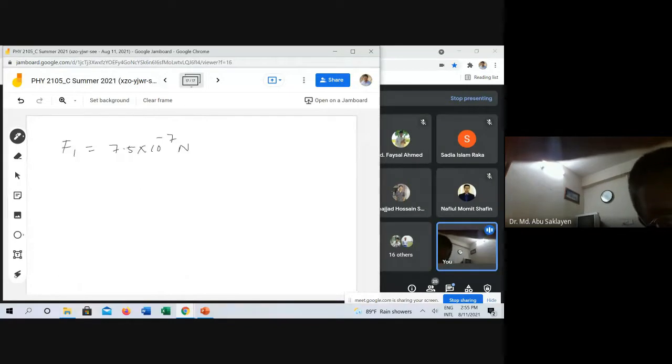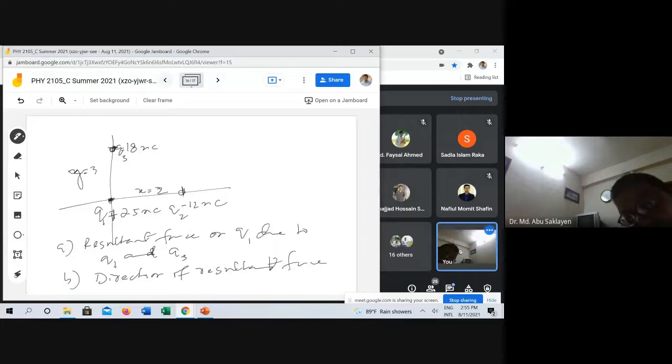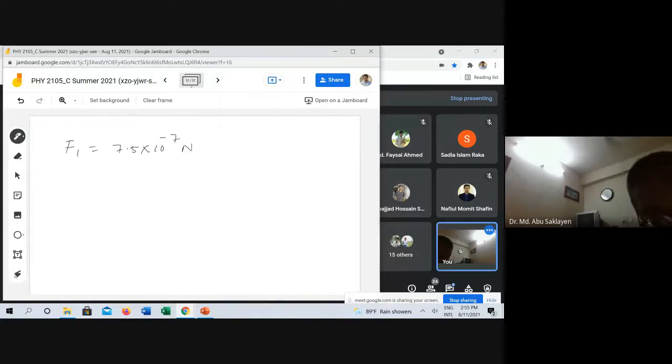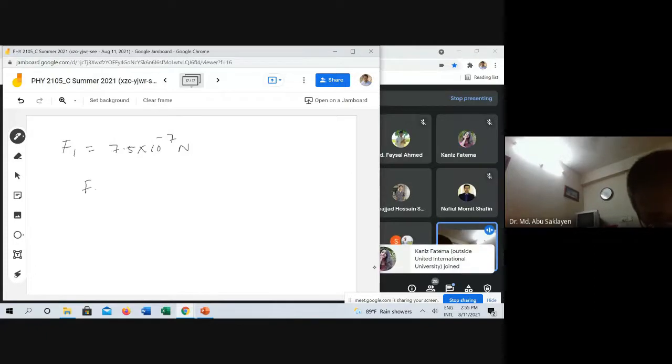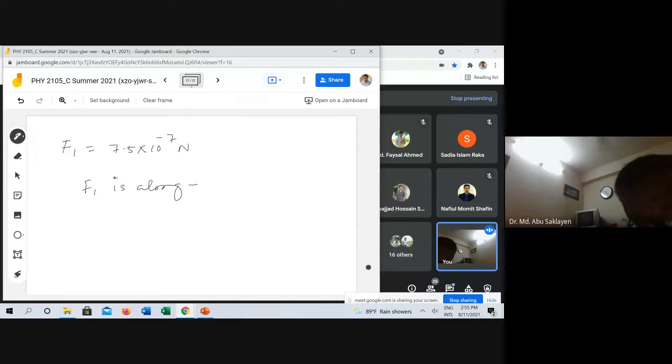So what will be the direction? Tell me what is the direction of Q1. So it is similar to the previous one. It is along minus x-axis, right? Here also there will be no change anywhere. So the direction of F1 is along minus x-axis, okay?